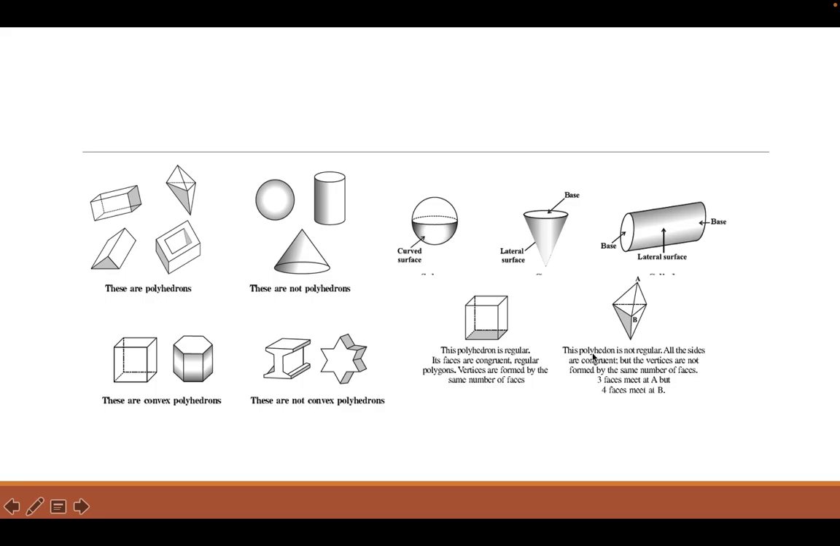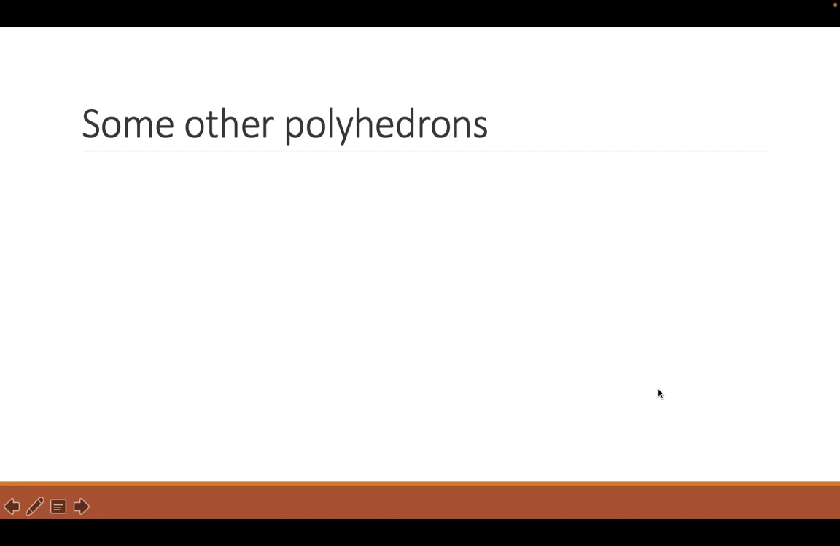In this example, this polyhedron is not regular. All the sides are congruent but the vertices are not formed by the same number of faces. Here it is formed by a different number of faces, and here it is a different number of faces. So it's saying that 3 faces meet at A but 4 faces meet at B, which is an example of a non-regular polyhedron. Some other polyhedron examples: these are mostly multiple choice or small questions you will get because it is theoretical.